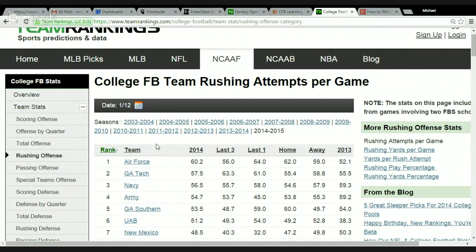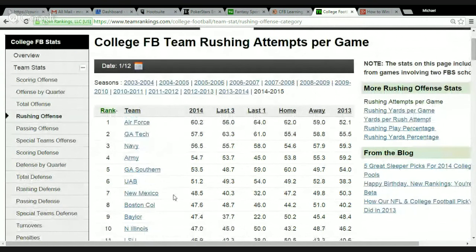So really what I do is I really live on this page when I'm starting to look at my matchups. I got teams here. We talked about Boston College. Now, Boston College doesn't get that many yards, but they run 48 rushing plays a game. So Boston College running back is somebody that you want to take a look at.